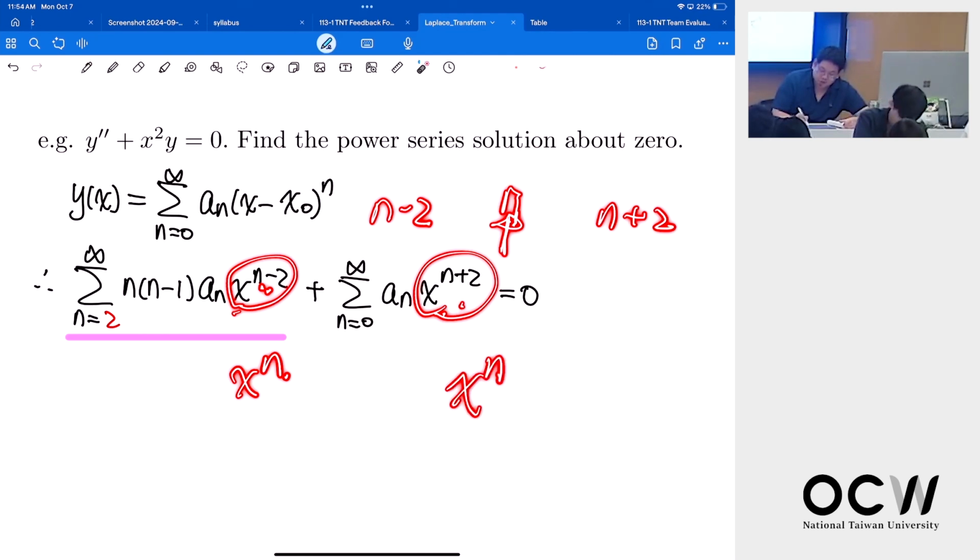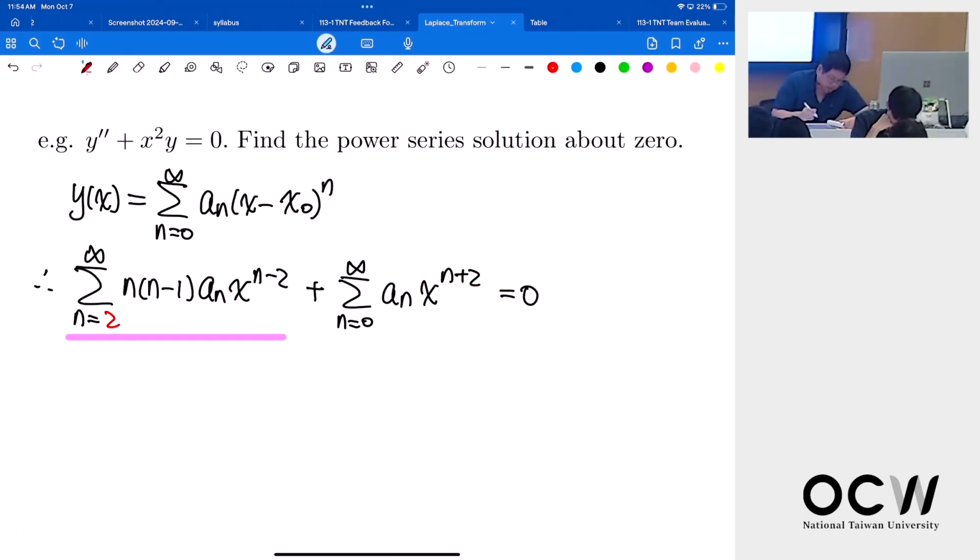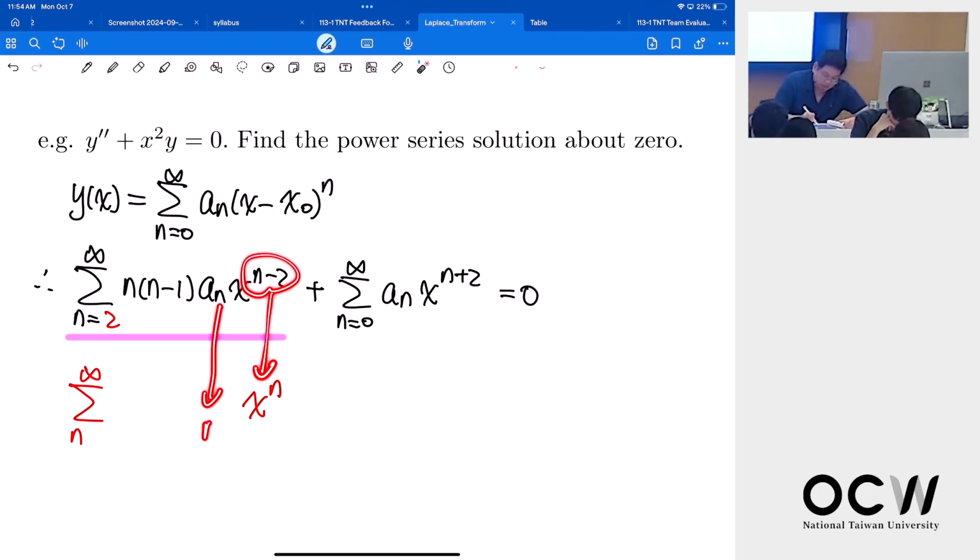So we change the variables. n plus 2 becomes n. n minus 2 becomes n. This you will get x to the n. So n minus 2 becomes n. So n becomes what? n plus 2. We're changing variables. Okay. So you can see that the difference is still 2. So that means m becomes m plus 2.